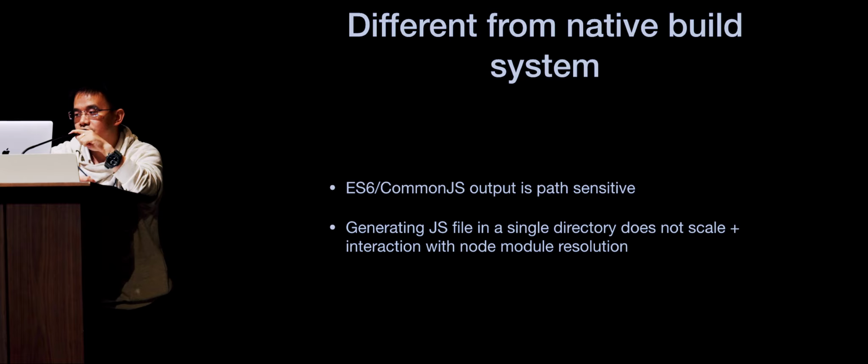But that's not the case for the JavaScript backend, because the two most popular module systems in JavaScript are ES6 and CommonJS, which are both file path sensitive, which means when you generate JavaScript files, you also generate the relative path in your generated code. If you shuffle around the files, then it will be broken.